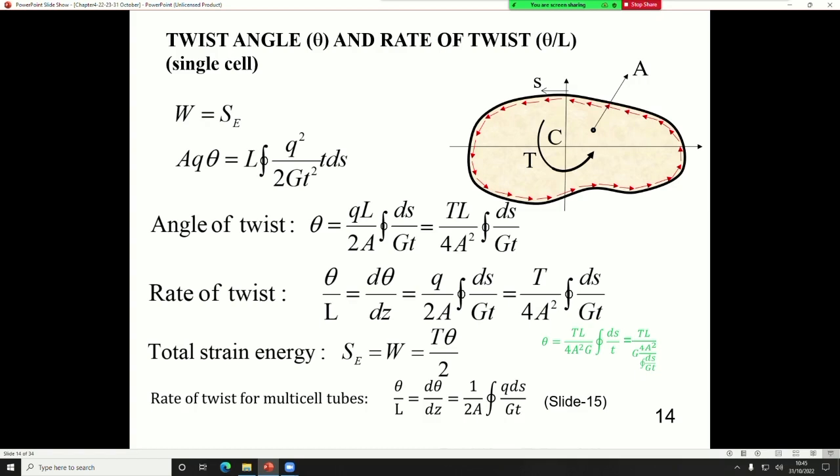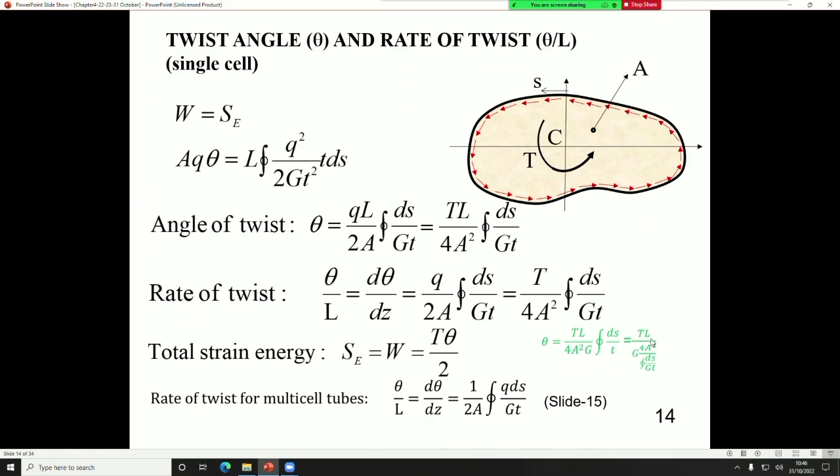The other thing that usually a student asks is, where is the polar second moment of area? For circular cylinders, we use a polar second moment of area in calculation of angle of twist and in calculation of the shear stress. When we have a thin wall section which has arbitrary shape, we do not have polar second moment of area. But if you look at the structure of this equation here, if I just rearrange it, we have theta equal to TL divided by 4A squared G, loop integral of ds over t.